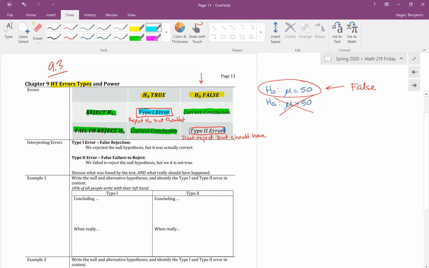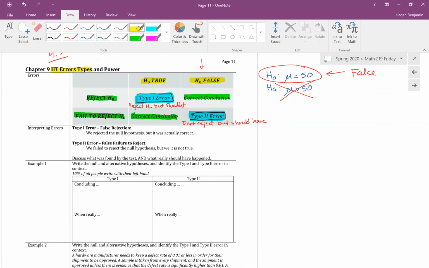So the whole point of this section is to help us get an idea of those two types of errors that can occur, to be able to identify them. And that's it. So again, here they spell it out in words. A type 1 error is a false rejection. You rejected the null, but it was actually correct. So you rejected when you should not have. A type 2 error is a false failure to reject. So we did not reject the null. We failed to reject the null hypothesis, but we should have done it because it wasn't true.